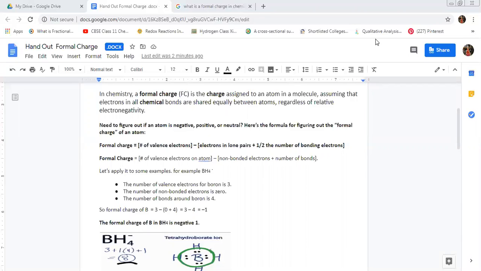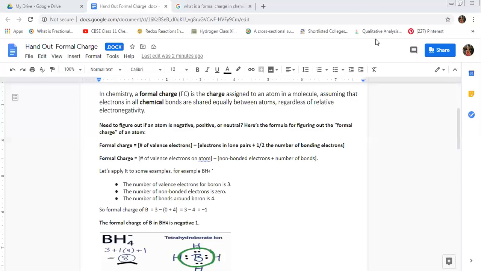So basically in chemistry, a formal charge is a charge which is assigned to an atom in a molecule, assuming that electrons in all the chemical bonds are shared equally between atoms. So after the mutual sharing of the electrons, whatever charge is present on a particular atom is known as formal charge. Whether it is positive, negative, or neutral, you can calculate it by using a formal charge formula. It can be negative, it can be positive, it can be zero as well.